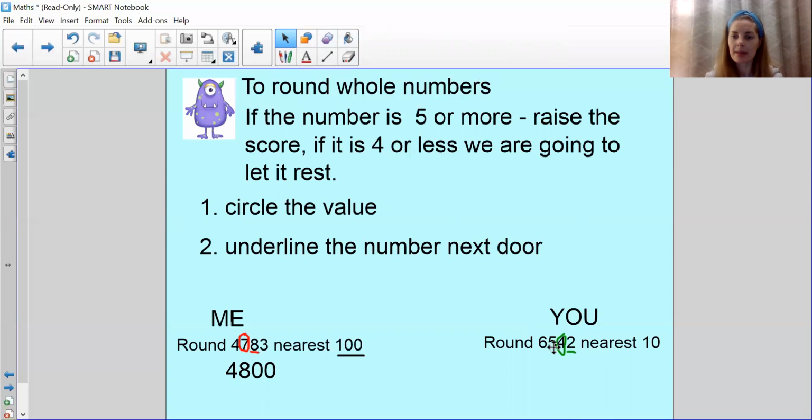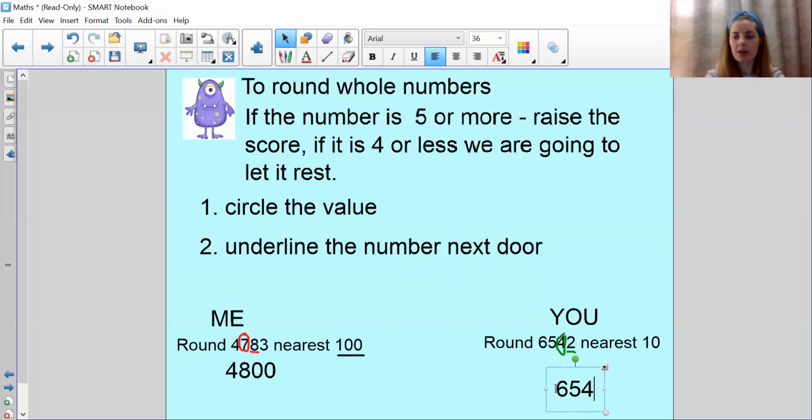So what that means is the number that is circled, we always use the number that is circled. I'm going to let it be. I'm not going to change it. It's going to rest, so it's going to stay the same. Now, what do we do with the numbers that go before? We leave them the same. And any numbers afterwards, we put our placeholders.